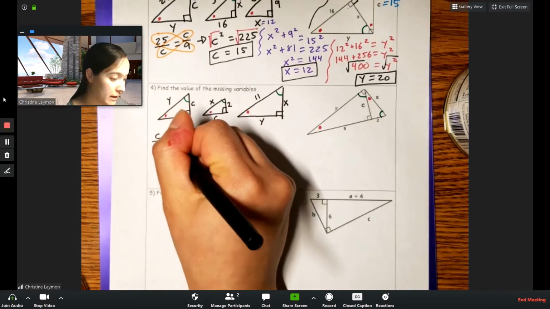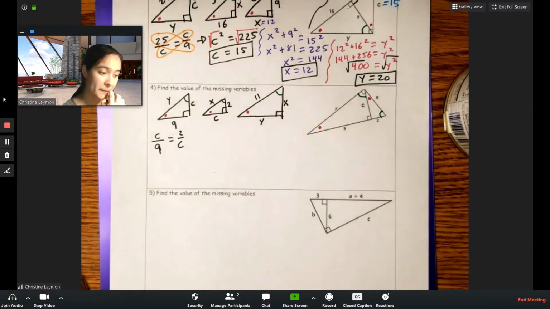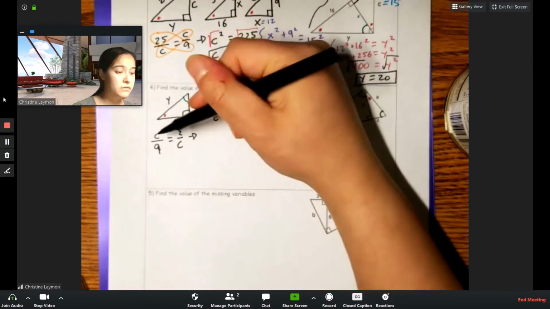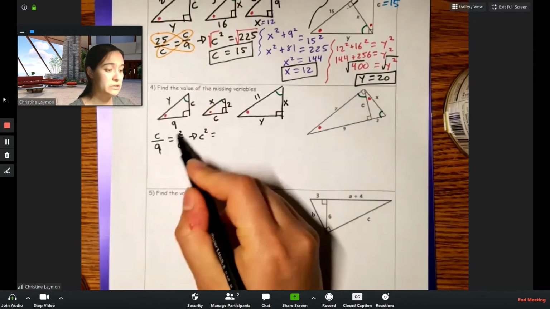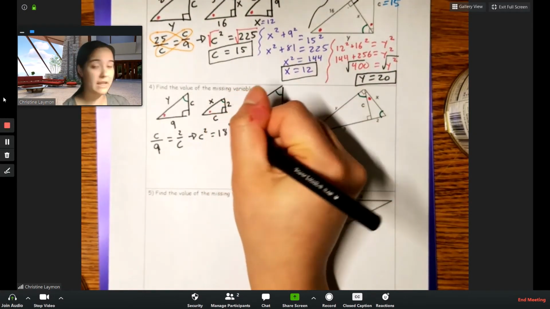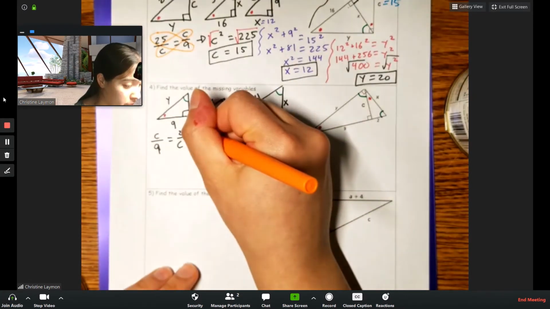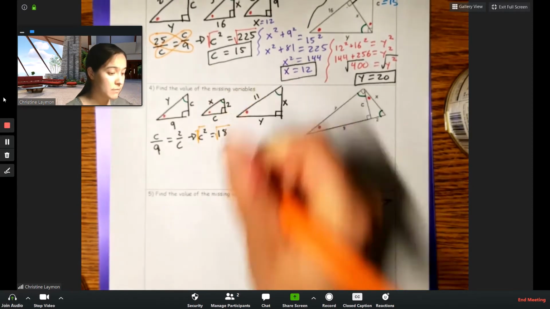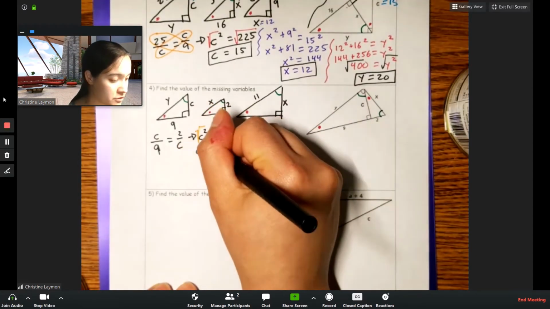c over 9 equals 2 over c. And I'm going to go ahead and cross multiply. When I go along this diagonal here, I get c squared. When I go along this one here, I get 18. Now, I do want to go ahead and simplify that once I take the square root. So I'm going to take the square root of both sides. And again, I'm dealing with distances, so I only want to use the positive square root, not the negative. So I have c equals the square root of 18.